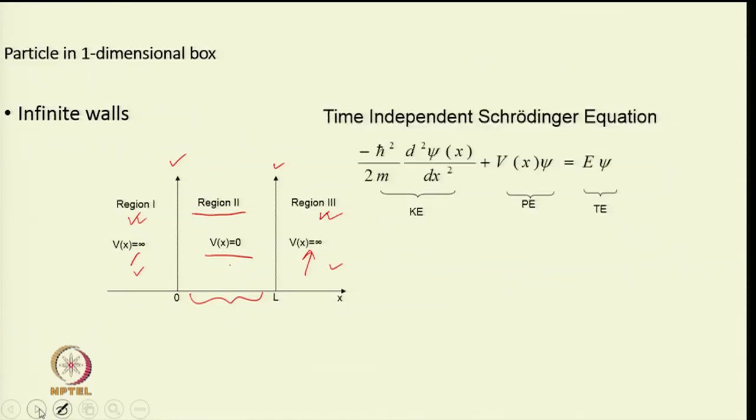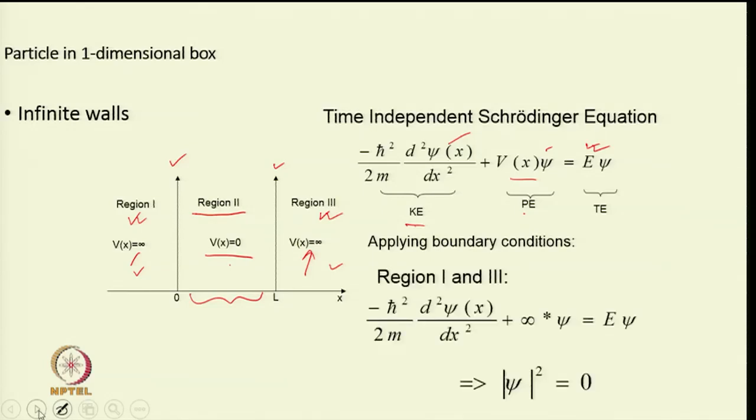Now let's write the Schrodinger equation. This is the time independent Schrodinger equation: minus h cross square by 2m d2 psi(x) by dx square. This is the kinetic energy term, this is the potential energy term, and when we apply the kinetic energy operator plus the potential energy operator on the wave function we get energy as the eigenvalue. Now let's apply the boundary conditions. In regions 1 and 3 the potential is infinity, so the wave function must be equal to 0, so psi square must be 0 in these two regions.